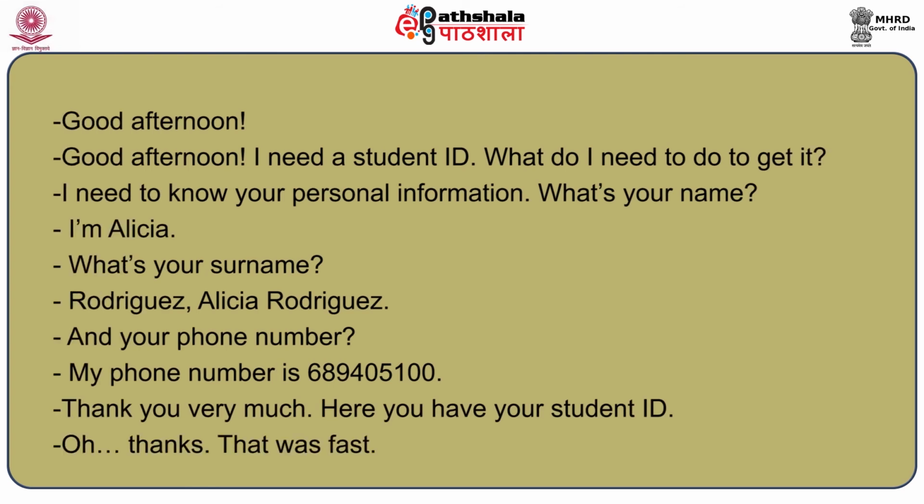So the translation of the same conversation is: good afternoon. Good afternoon. I need a student ID. What do I need to do to get it? I need to know your personal information. What's your name? I'm Alicia. What's your surname? Rodriguez. Alicia Rodriguez. And your phone number? My phone number is 689-405-100. Thank you very much. Here you have your student ID. Oh, thanks. That was fast.